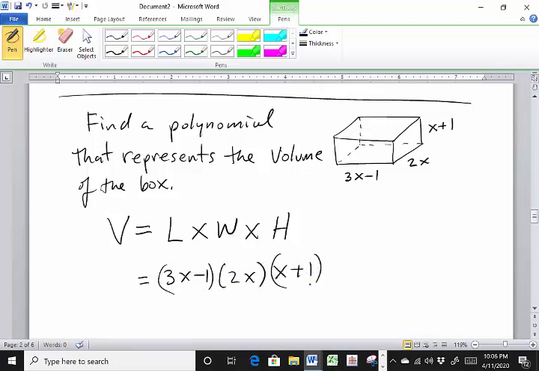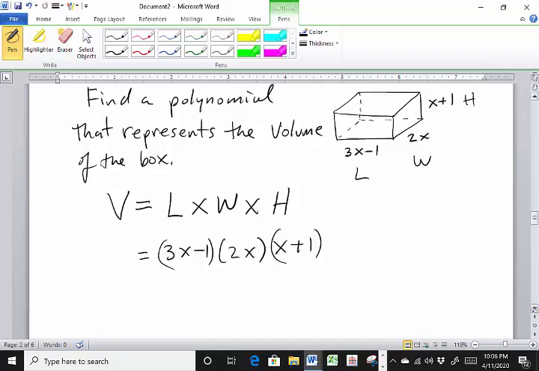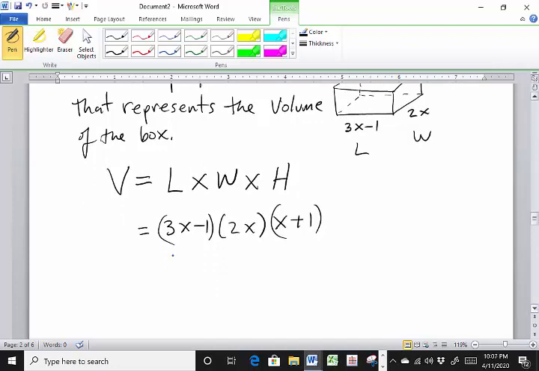Now, did you have to label L as 3x minus 1? No, you could have put 2x as the length and 3x minus 1 is the width. Those are all interchangeable, but just be consistent, like I said, this is length, this is width, this is height. All right? Just by looking at the physical picture of the box. Okay, so again, it's kind of like we've done before. Let's just multiply these two together first.